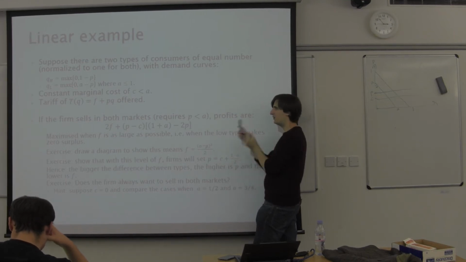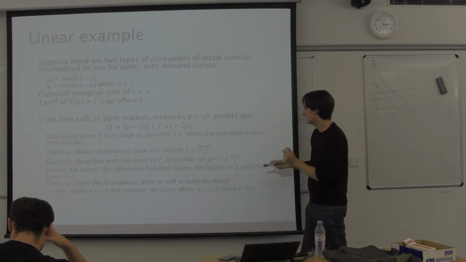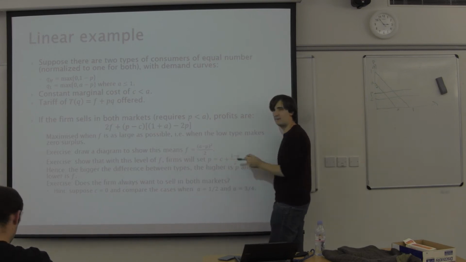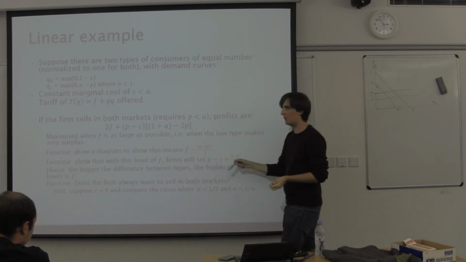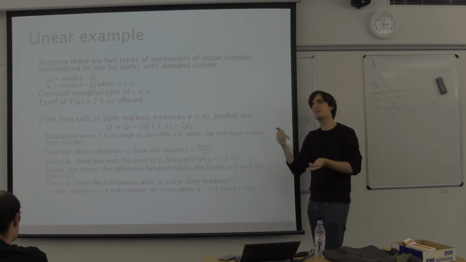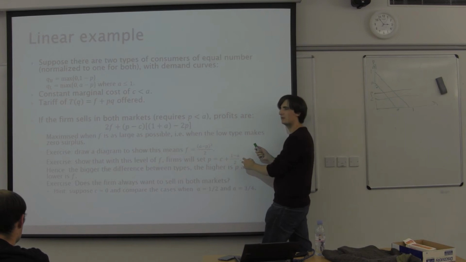Okay, so if these two types of consumers are very different, so A is small, then this is big. If the two types of consumers are very different, then you want to charge a high price. If the two types of consumers are the same, then you go back to what we had before about two-part tariffs, where the price should be equal to marginal cost.